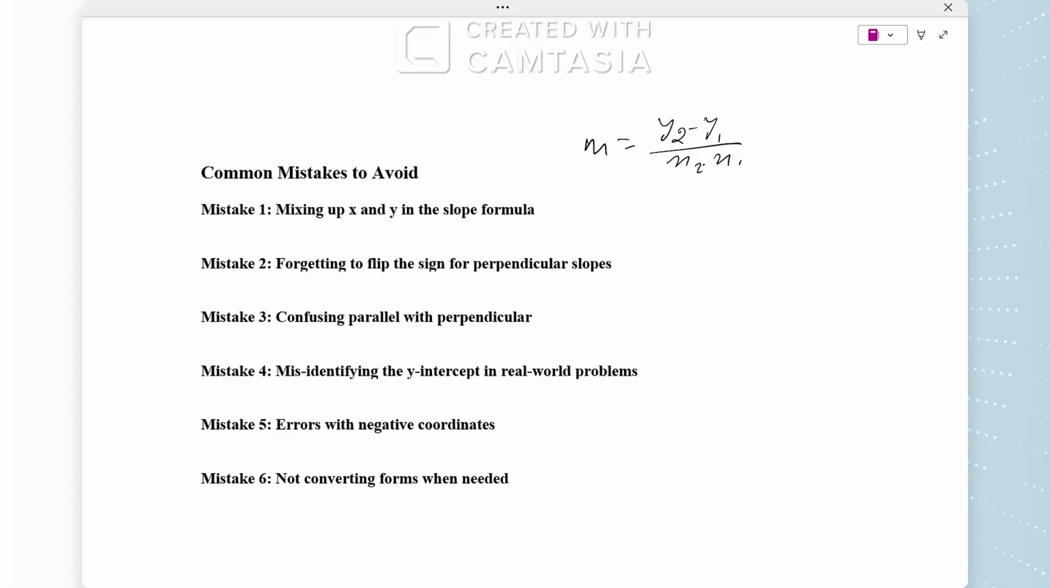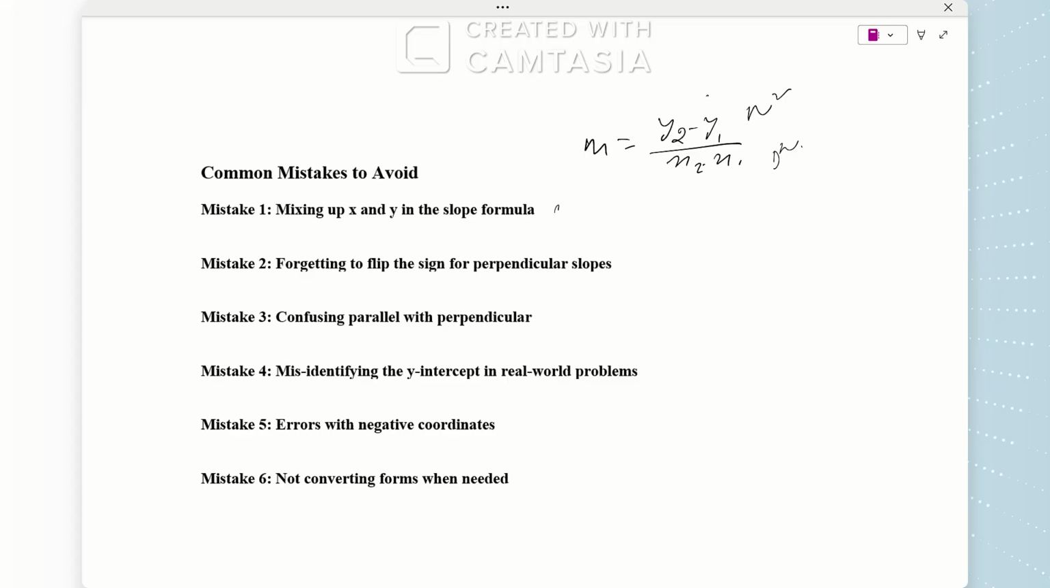The difference of y's comes in the numerator and the difference of x's comes in the denominator. Maybe in a hurry or in nervousness, sometimes you just flip those. You find the difference y2 minus y1 correctly, you find the difference x2 minus x1 correctly, but you just flip them in a hurry. So your answer is going to be wrong. So be careful, be calm, and put the differences in y on the top and the differences in x on the bottom.